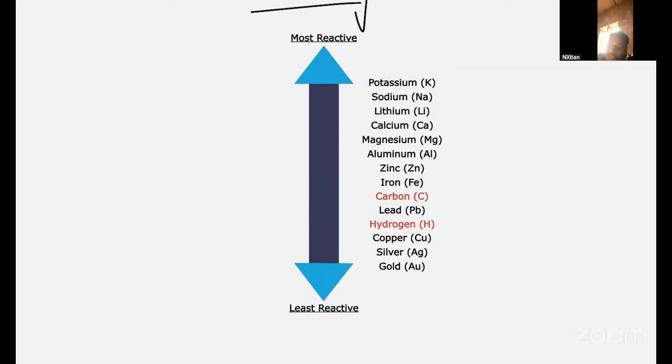Now, the reactivity series is the series in which the higher reactivity metal will displace the lower reactivity metal from its compound. Okay, everyone, please pay attention.